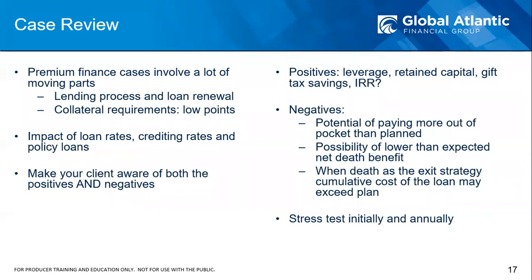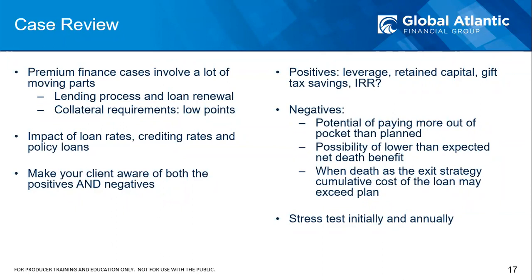So make the clients aware of that every 3 to 5 years, they may have to reapply for the loan. Every year, the client's going to have to post collateral. And what happens is the lender will call or submit a request to us for a low point valuation of that policy. And what that is, it's the projected worst case scenario of the policy for the next 12 months up to the policy anniversary.